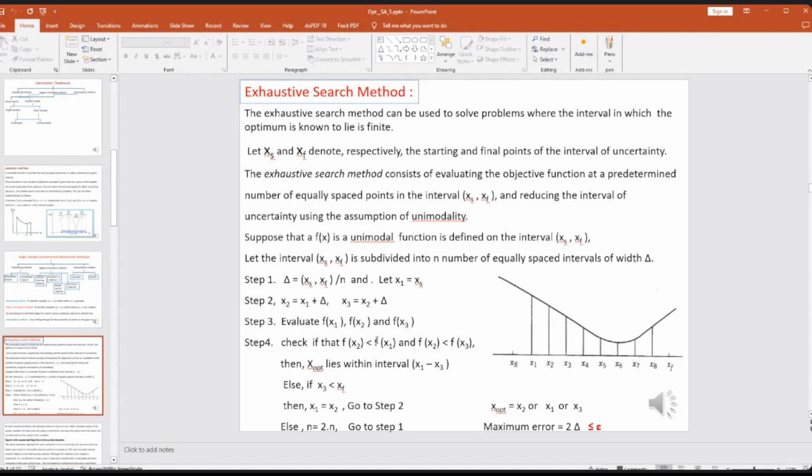Is it clear or not? Yes, sir. If this happens, then we have not got our minima. So what to do? Then we have to make n equal to 2n. We will subdivide with a finer interval. And repeat the process. We will make n equal to 2n and go to step 1 where the delta will be modified, and the same process will continue, and hope we will get it. If we do not get it, we again make it finer and finer until we get a solution. This is called exhaustive search. Is it understood or not? Yes, sir.